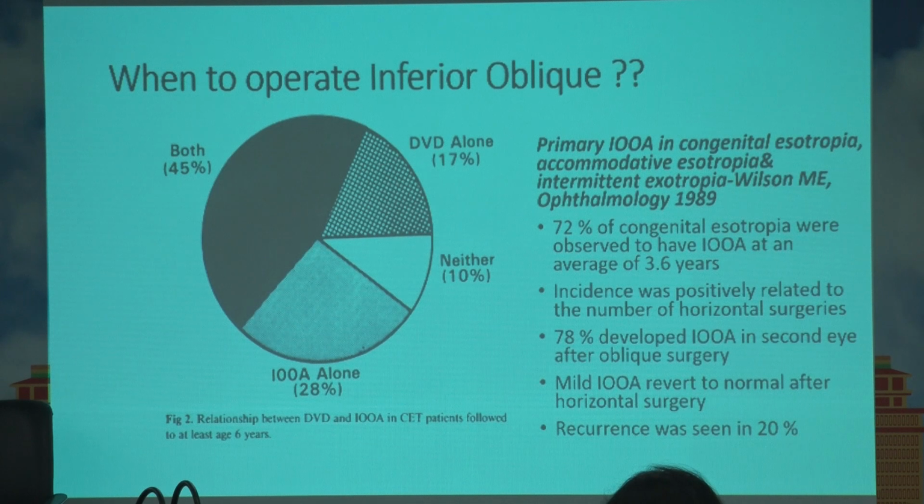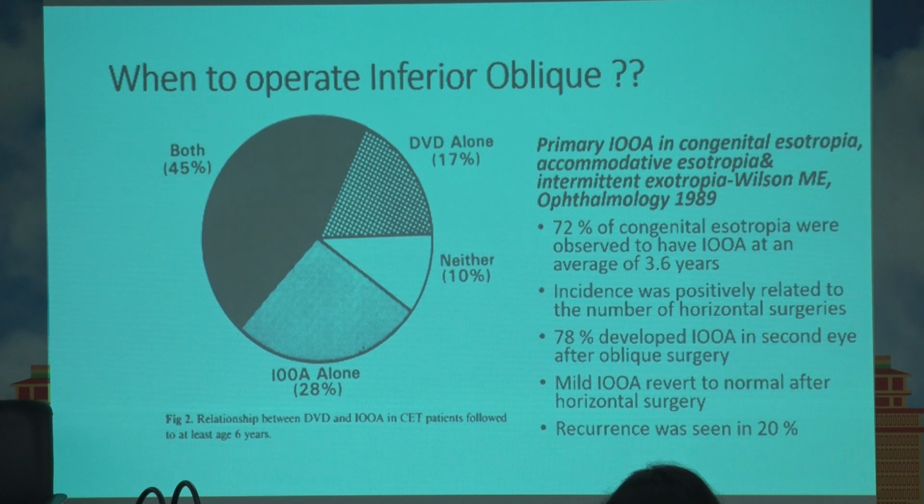Now the next question, which is a debate too, is whether to touch the inferior obliques at the time of the primary sitting itself, the primary horizontal surgery, or not. There have been studies which have shown that DVDs and inferior oblique overactions may appear over a period of 5 to 6 years when we follow up this child, even when they are operated for only horizontal surgeries during their early infancy. Around 72% of congenital esotropias develop these secondary overactions. And these are usually seen at an average of around 3 to 4 years of age. And incidence was positively related to the number of horizontal surgeries which the child has.